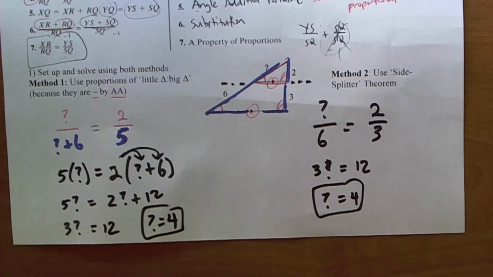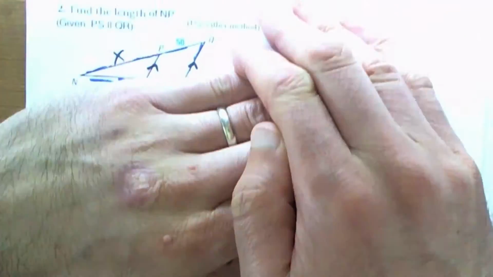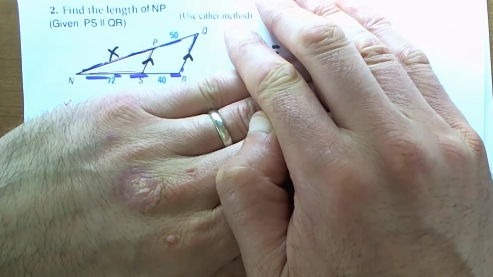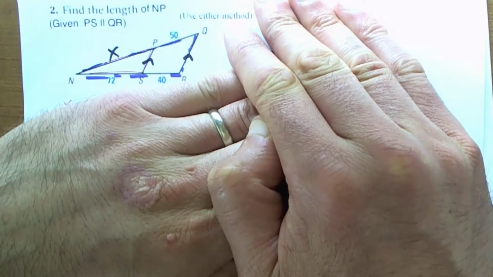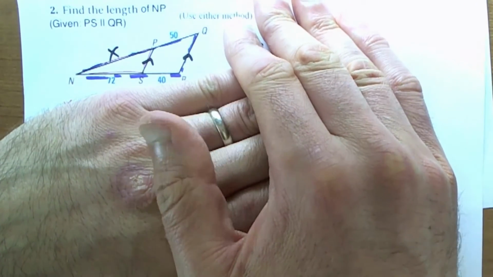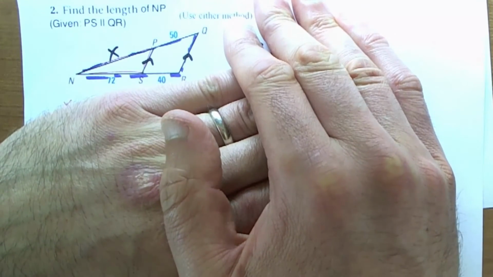Let's go ahead and turn over to the next page. And number 2, I would like you to do this on your own. You can do either method. Method 1, treat it like 2 similar triangles. Method 2, use the side splitter, please. And we'll take a look after you try it. So go ahead and pause.